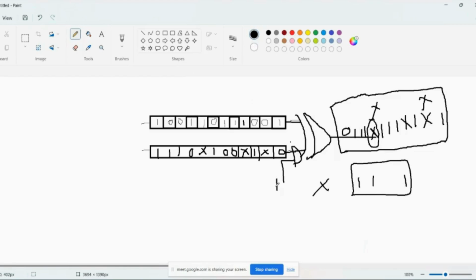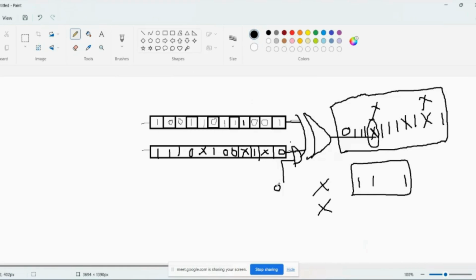Based on the truth table, X. So when you give 1, you cannot get a value. So always the AND gate's other input will be 0. Okay. Understood? Is it clear? Yes, sir.